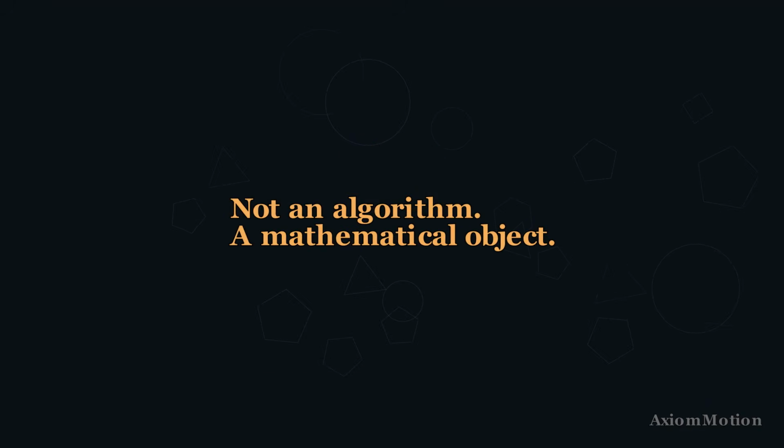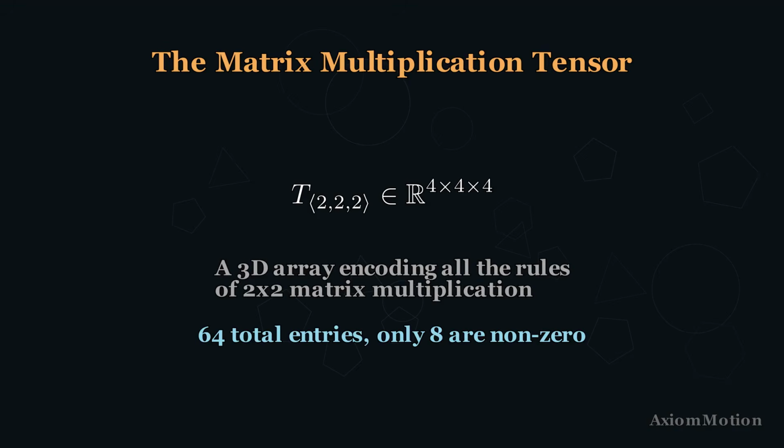To understand how an AI could improve on Strassen, we need to see matrix multiplication in a completely different way. Not as an algorithm, but as a mathematical object. Consider all the information needed to define 2 by 2 matrix multiplication. For each entry of the result, you need a rule that says which pairs of inputs to multiply and add. You can encode all of these rules in a single 3-dimensional array of zeros and ones.